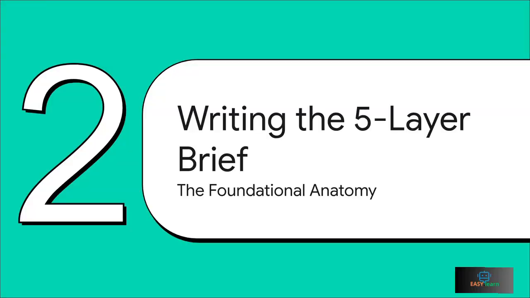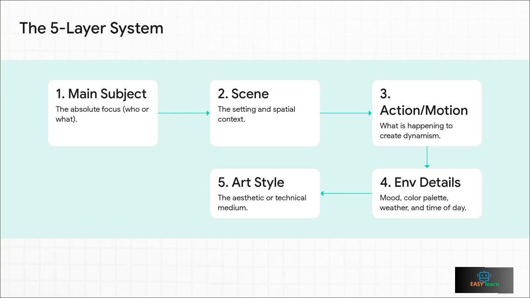So how do we build these powerful commands in a way that makes sense every time? Well, we use a 5-layer brief. Think of this as the fundamental anatomy of a professional prompt. It makes sure every critical element is covered, and just as importantly, in the right order. Here they are, the 5 layers. You always start with the absolute focus, your main subject.